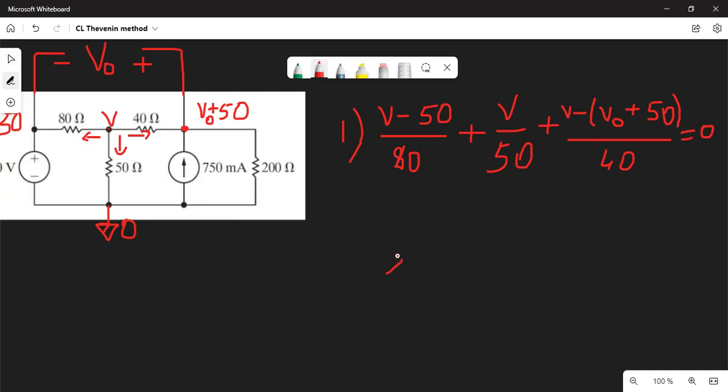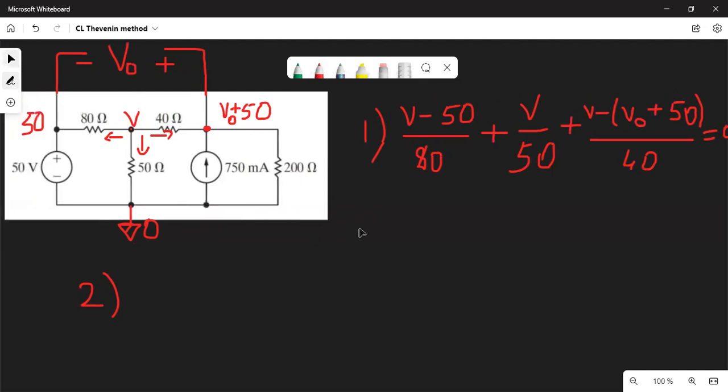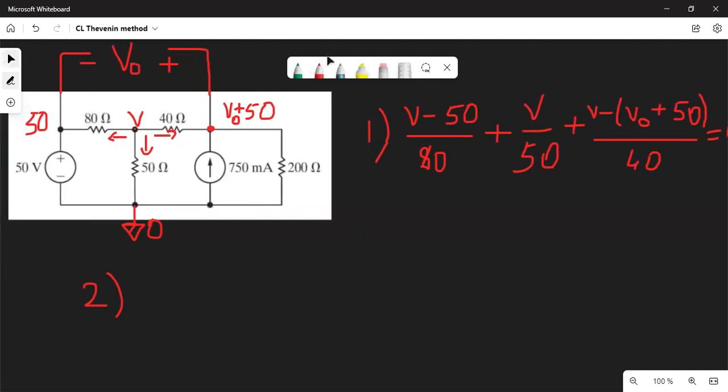Now, as you can see, there is one equation, but there are two unknown variables. That means we have to find one more equation in order to find both variables, V and V0. So let's write the second equation. Could you please show the picture, or diagram? I'm going to explain one thing.